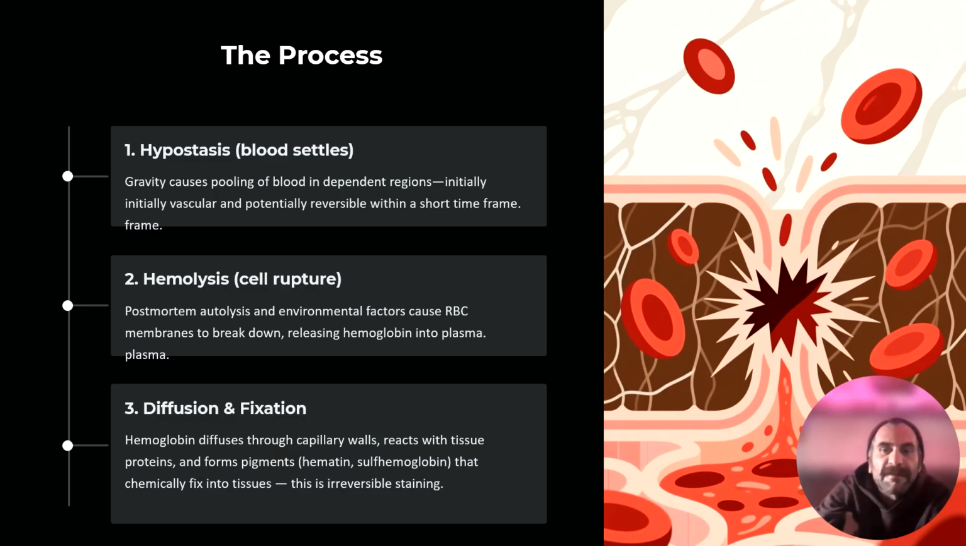Second, the cells begin to break down, membranes lose integrity, and the hemoglobin inside them begins to spill out. And third, the free hemoglobin now diffuses out of the vessels and starts reacting with nearby proteins. By this point, it's no longer just pooled blood, it's actual altered tissue chemistry. No matter how you arterially inject or try to drain, it's never going to reverse it, because it's a chemical change.